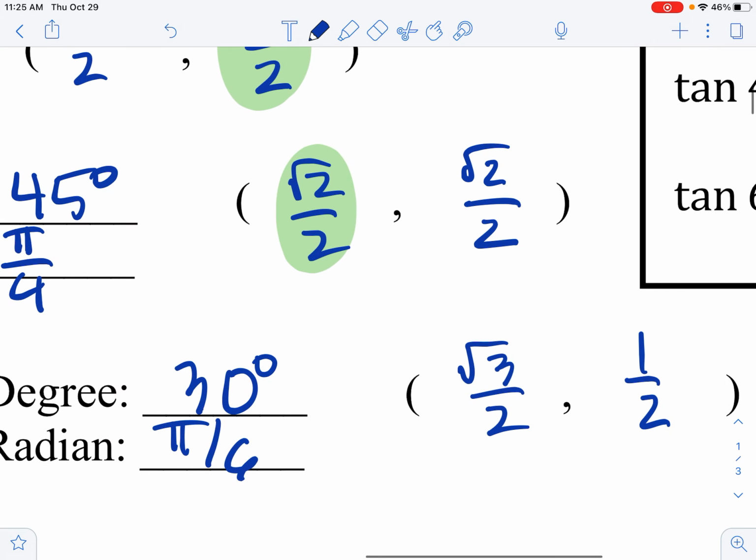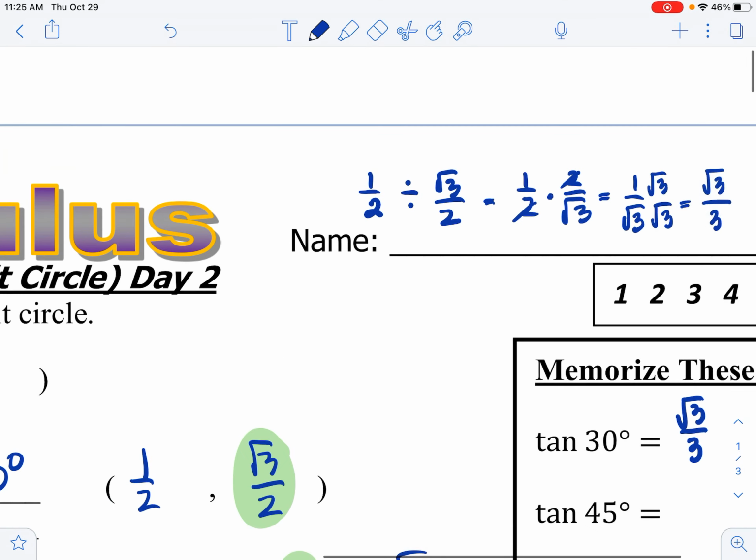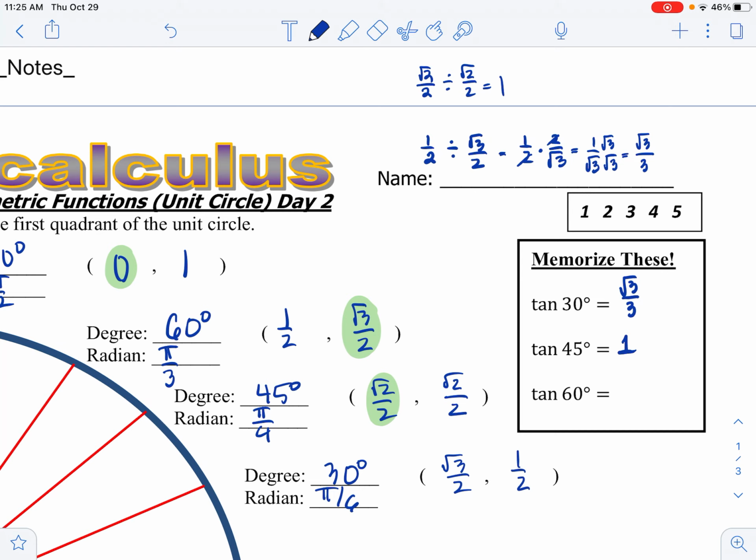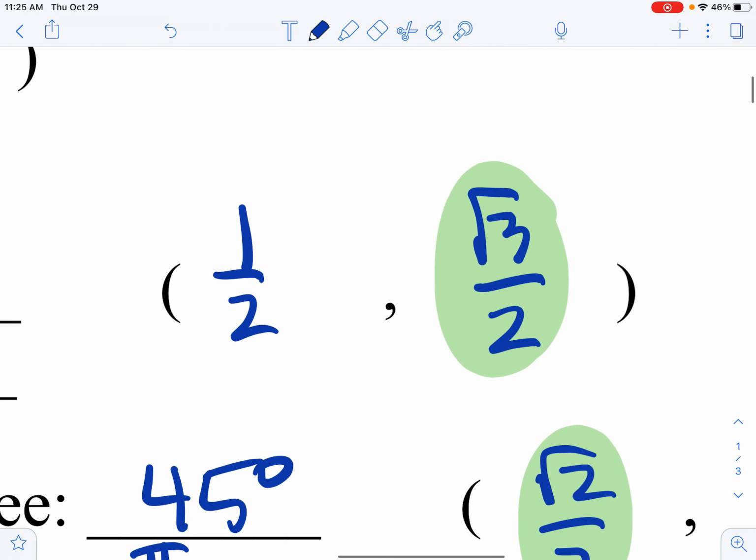Okay, tangent of 45 degrees. So 45 degrees is right here, and it's y divided by x. So root 2 over 2 divided by root 2 over 2. Anything divided by itself is 1, so I'm not going to even multiply by the reciprocal there. I just know that the tangent of any 45-degree angle is 1. So instead of thinking about root 2 over 2 divided by root 2 over 2, you can just say, oh, tangent of 45 is 1.